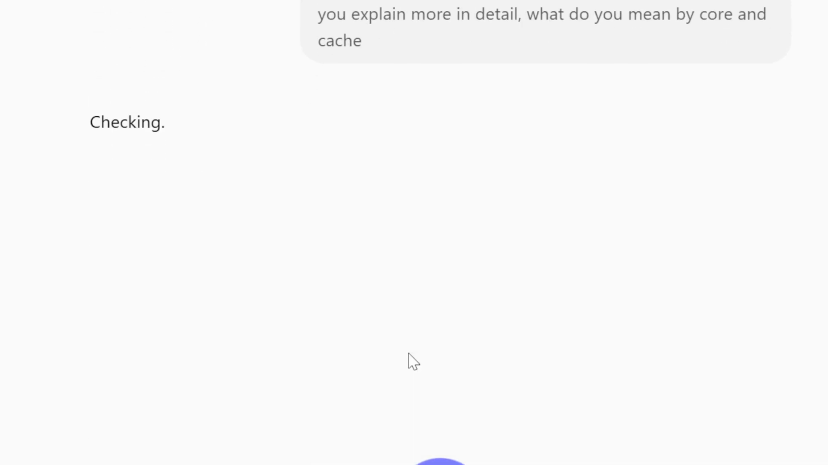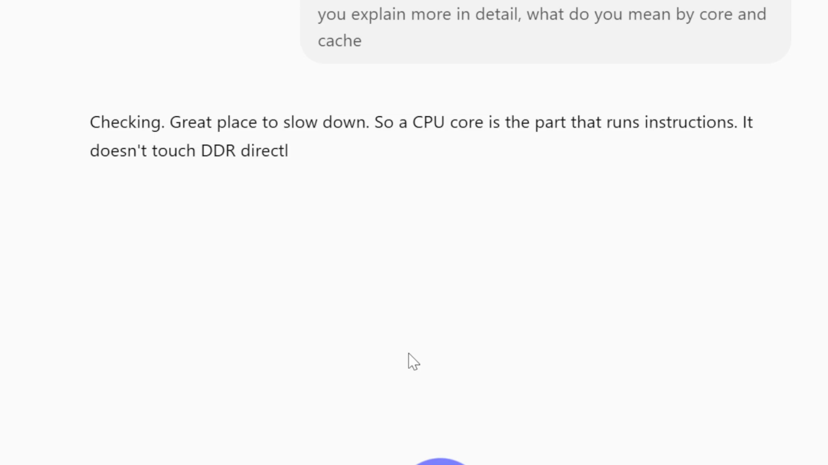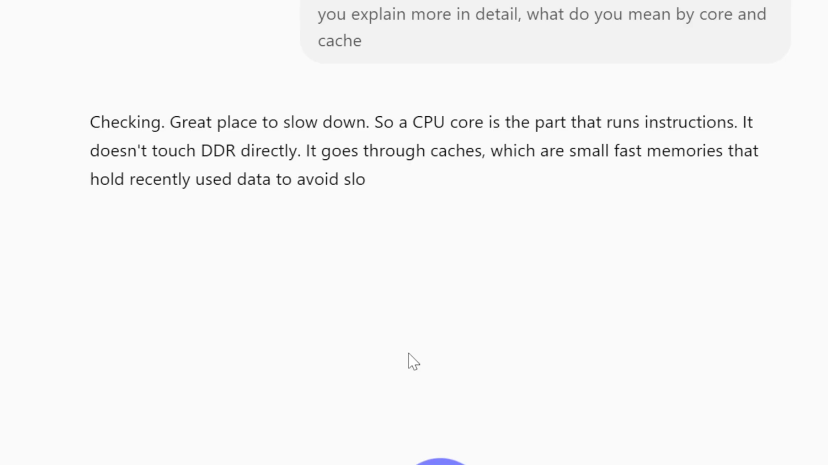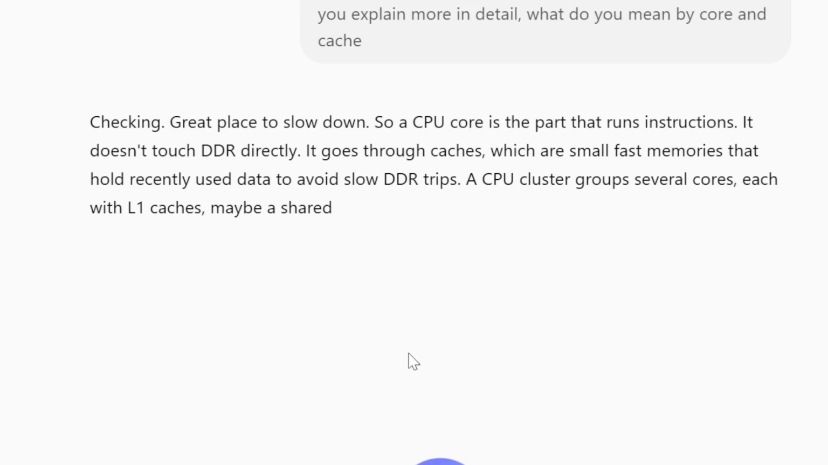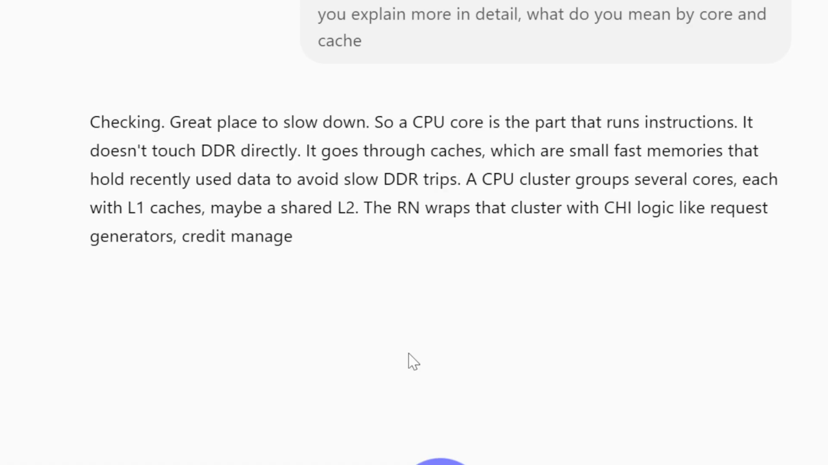Great place to slow down. A CPU core is the part that runs instructions. It doesn't touch DDR directly. It goes through caches, which are small, fast memories that hold recently used data to avoid slow DDR trips. A CPU cluster groups several cores, each with L1 caches, maybe a shared L2. The RN wraps that cluster with CHI logic like request generators, credit managers, outstanding tables, and snoop handlers.